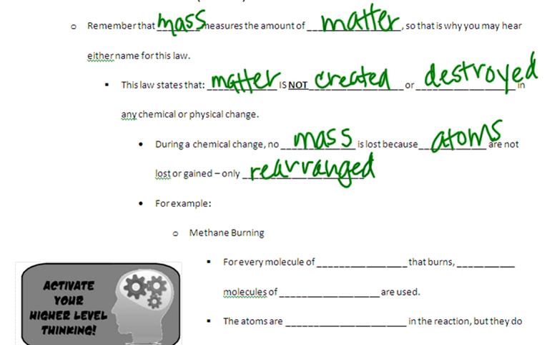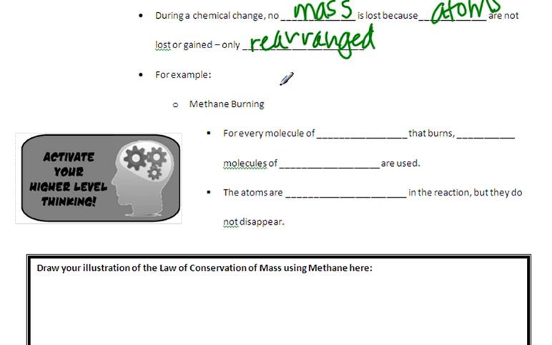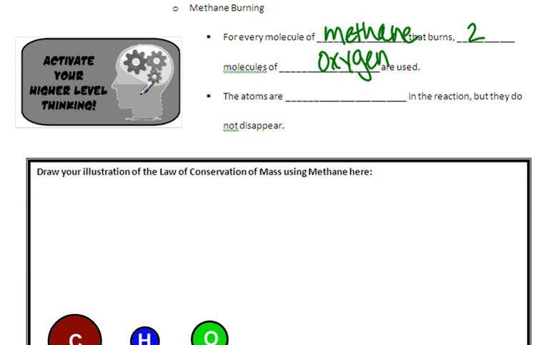Okay, so for example, methane that's burning. Methane is a gas. For every molecule of methane that burns, two molecules of oxygen are used. The atoms are rearranged in the reaction, but they do not disappear.